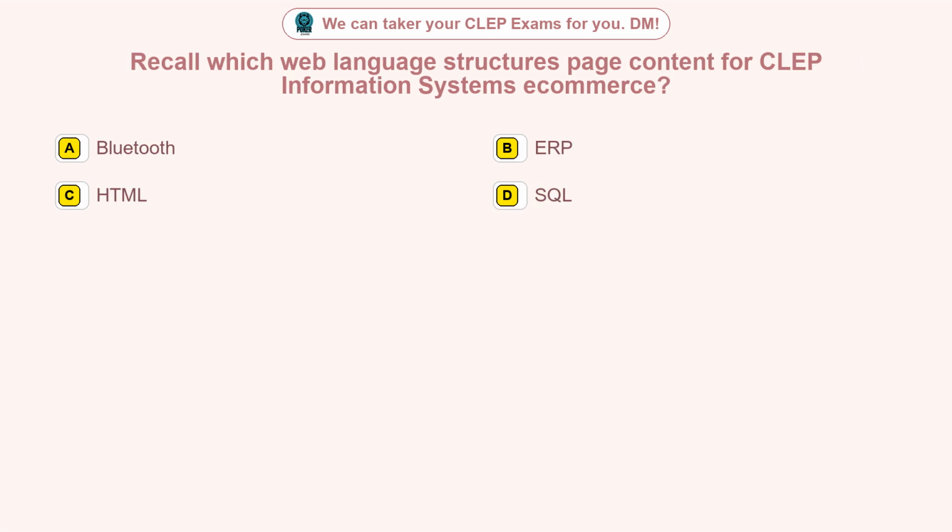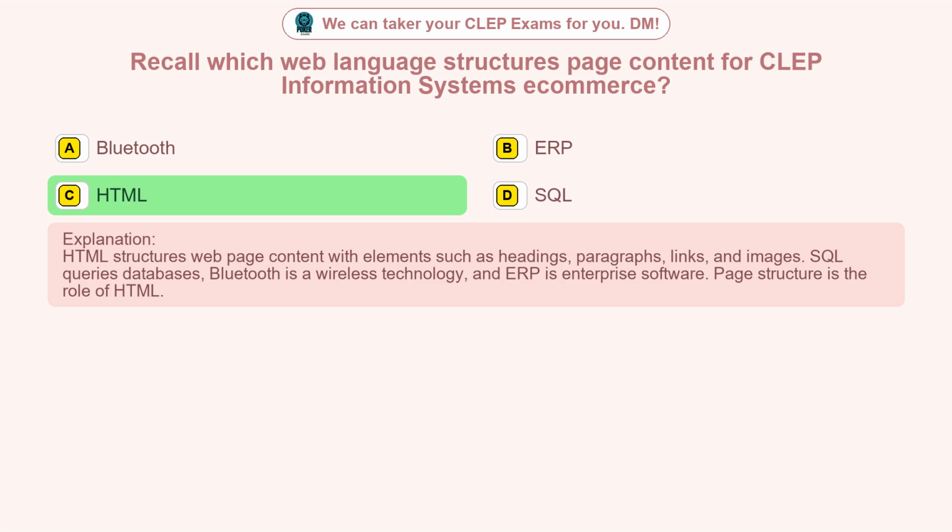Question 34. Recall which web language structures page content for CLEP Information Systems Ecommerce. Option A. Bluetooth. Option B. ERP. Option C. HTML. Option D. SQL. The correct answer is option C. HTML. HTML structures web page content with elements such as headings, paragraphs, links, and images. SQL queries databases. Bluetooth is a wireless technology and ERP is enterprise software. Page structure is the role of HTML.